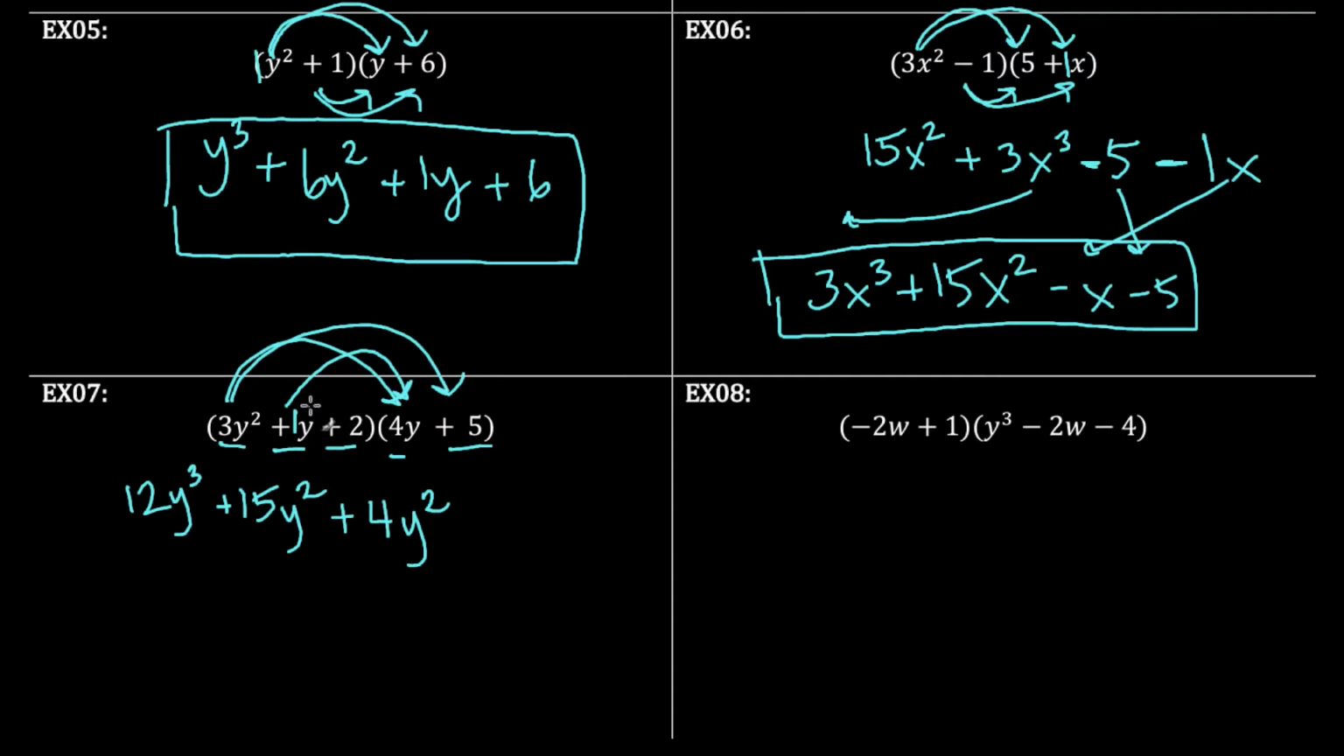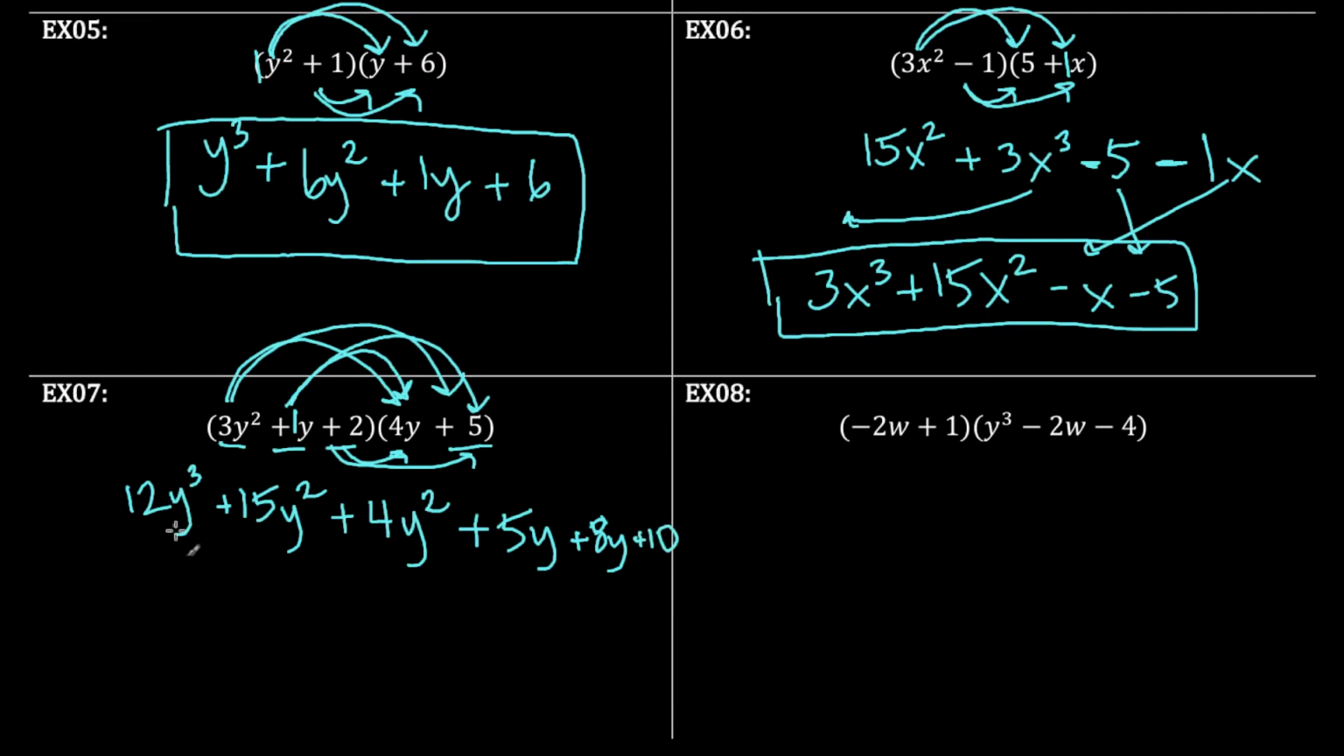And, sorry to lose track of these. A positive times a positive is a positive. 1 times 5 is 5. No y's and y, so 5y. And our last one is a positive times a positive is a positive 8y. And a positive times a positive is a positive 10.